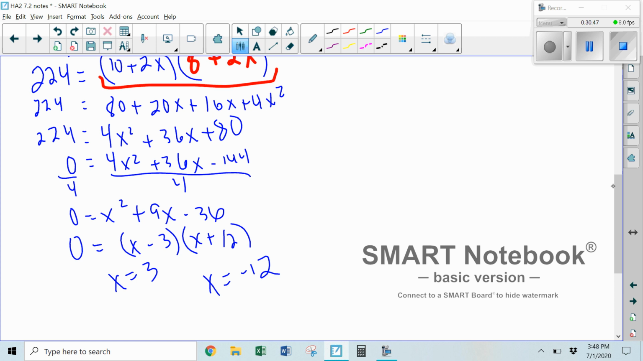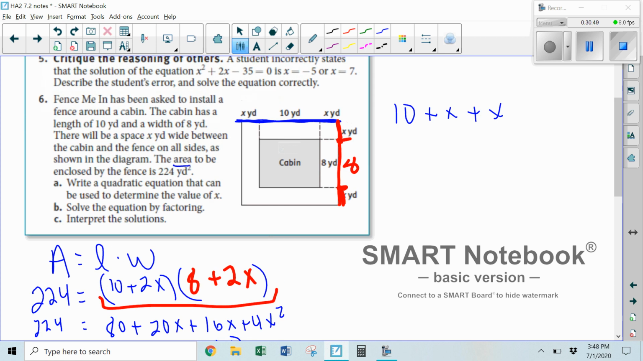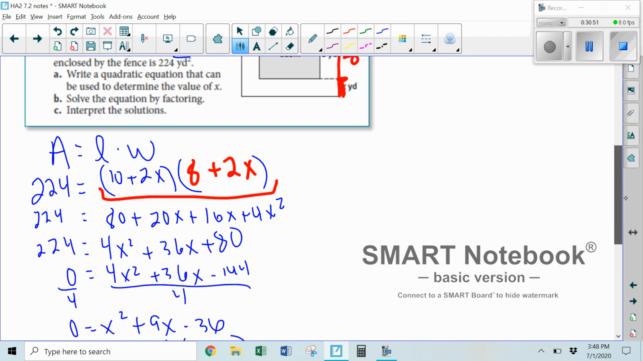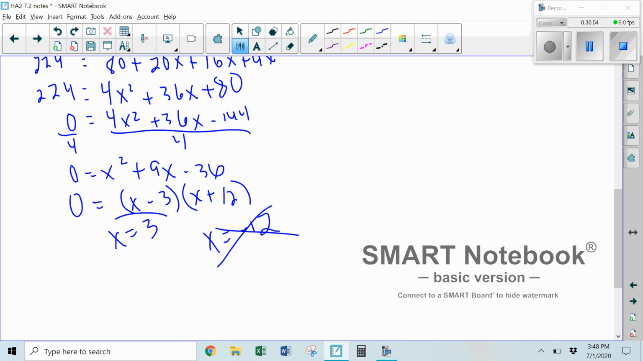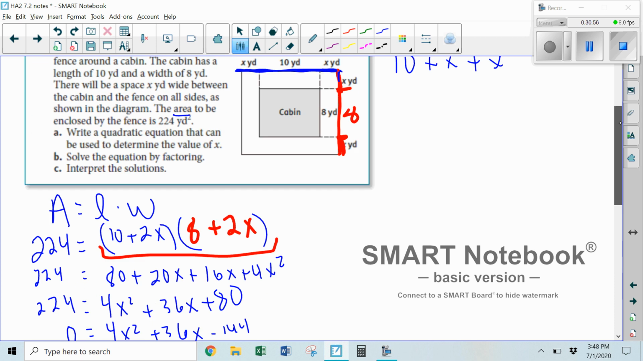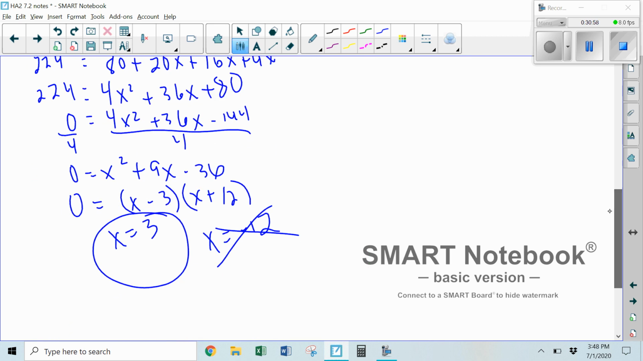What does x stand for? X stands for this little piece that was added. Well, that piece cannot be negative, so that will not work. So my only answer is x is 3. In this case, I think it's yards.